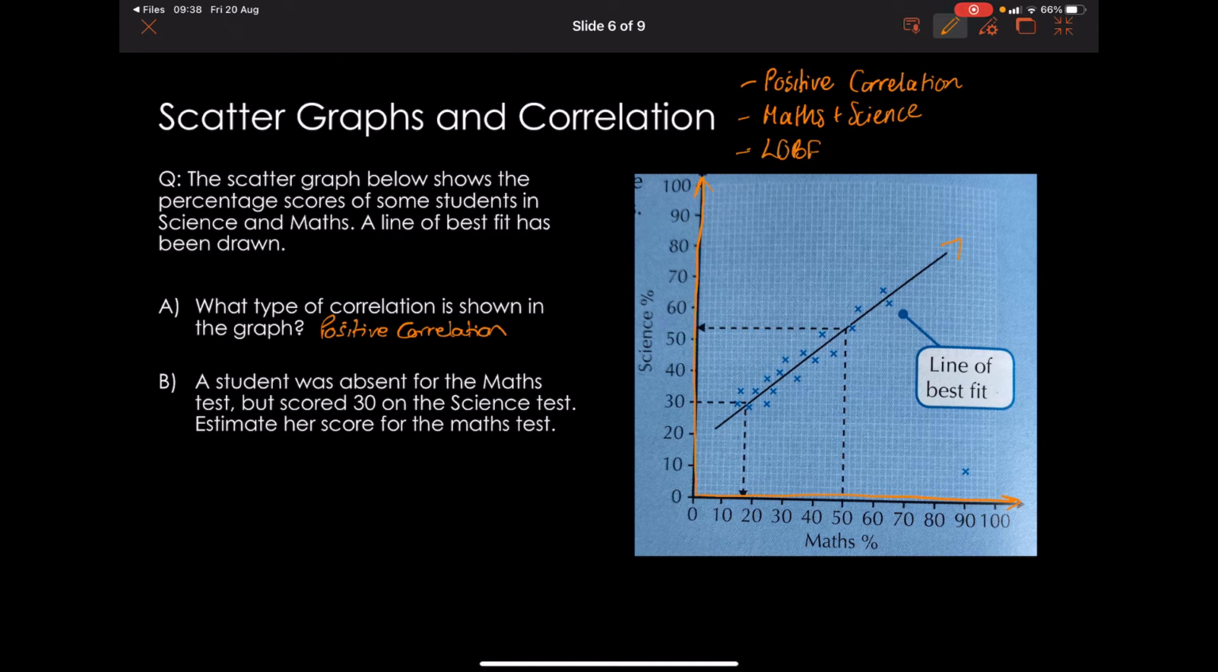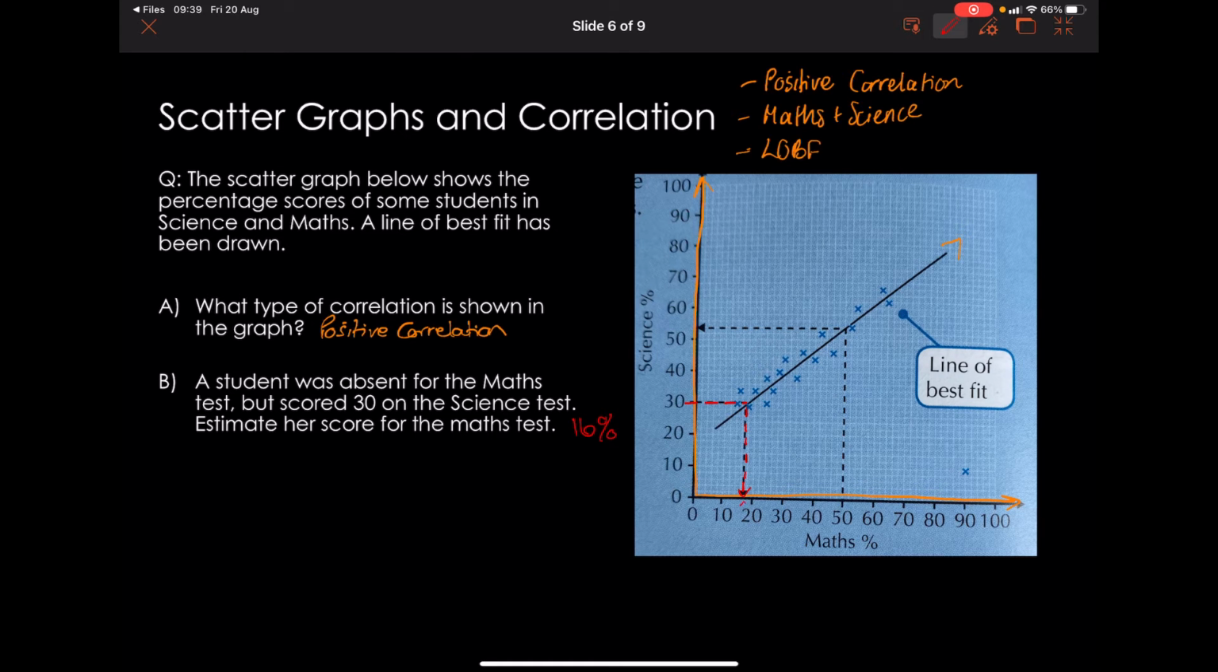Question B says, a student was absent for the maths test but scored 30 on the science test. Estimate her score for the maths test. So what we do, it tells us the science test score, and it was 30. You can see that it's been done on the diagram anyway. So what we do is we go across to the line of best fit, and once we hit the line of best fit, we go down to the maths score, and that looks like it's about 16%.